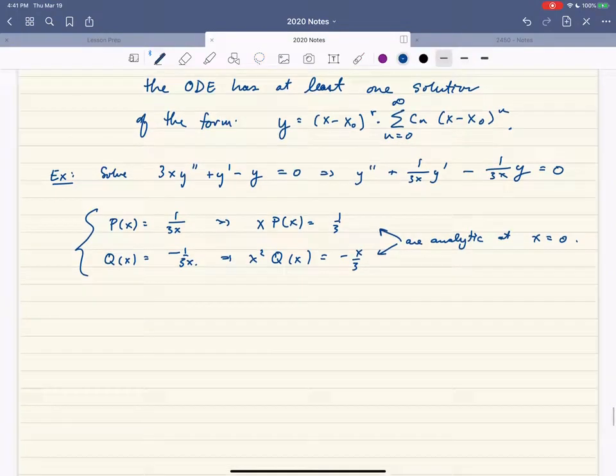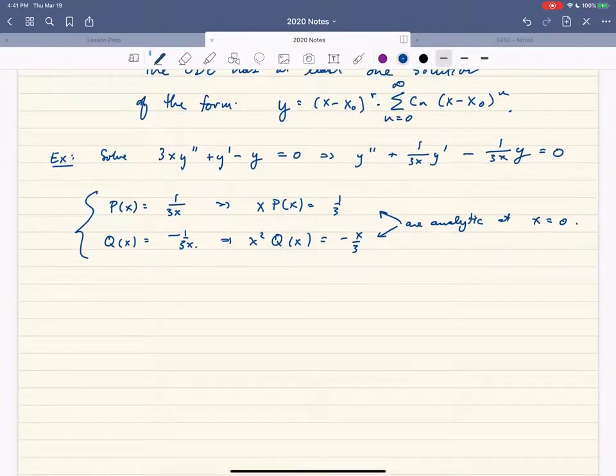So let's just jump in. We're going to try and find a series solution of the form y = x^r times the sum of c_n x^n, as n goes from 0 to infinity.